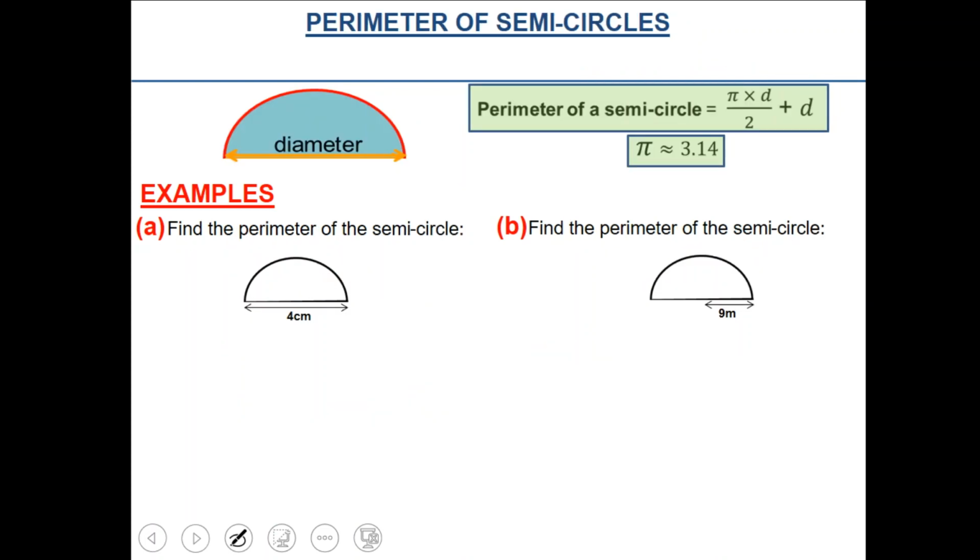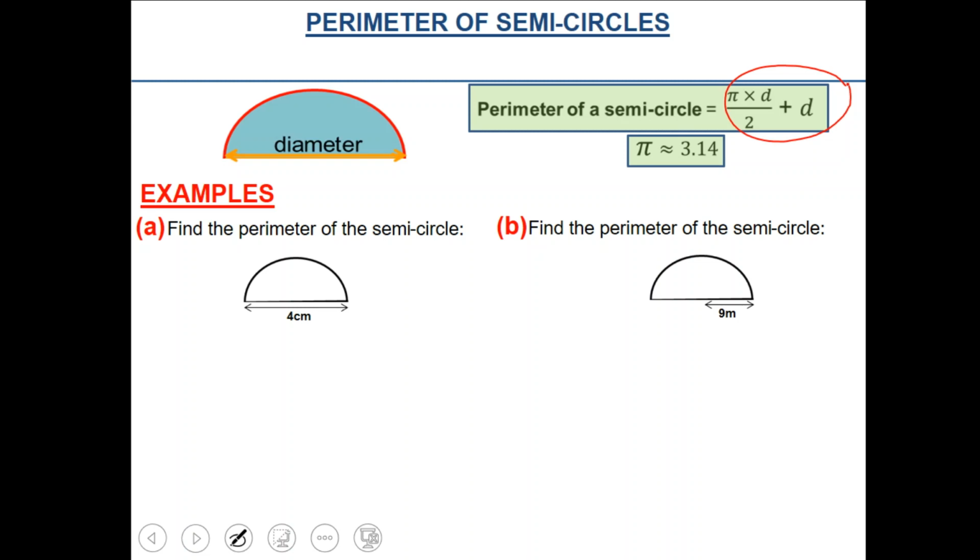Okay, so now the last part is working out the perimeter of a semicircle. So you're given a formula here, pi times diameter divided by 2 plus the diameter. So what we need to do first is work out what we need. We need the diameter, we're given pi, so we can start the first question.